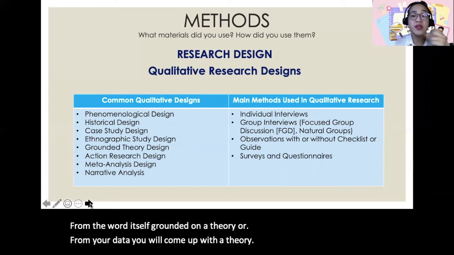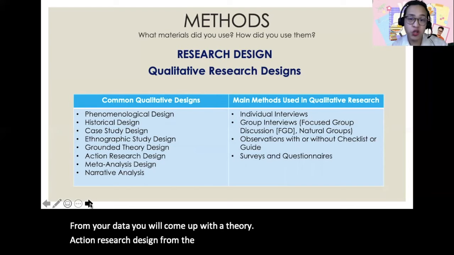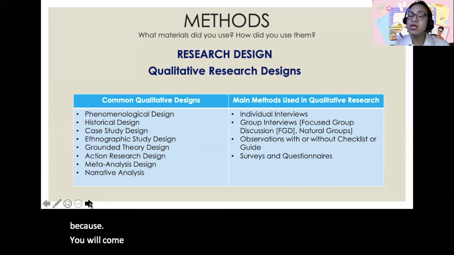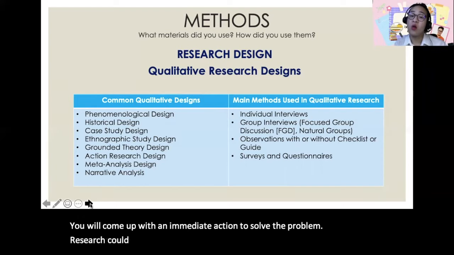Action research design, from the word itself, action, meaning you do this study because you will come up with an immediate action to solve a problem. Well, action research could be quantitative or qualitative in nature.